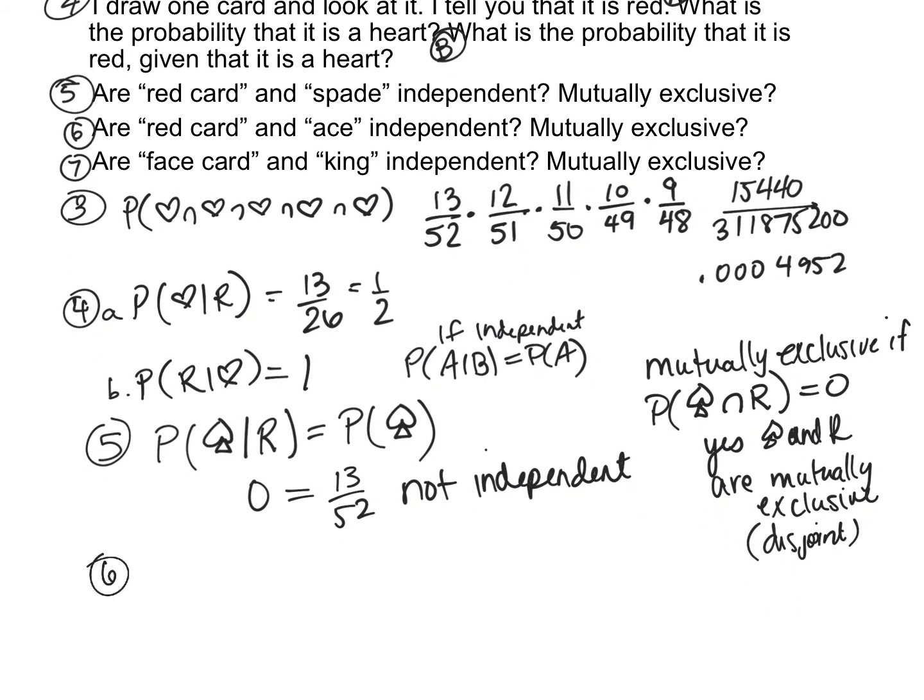Number 6. What about a red card and an ace? Probability of an ace given it's red. And I can do that probability either way: a red given an ace or an ace given a red. That has to equal the probability of an ace.